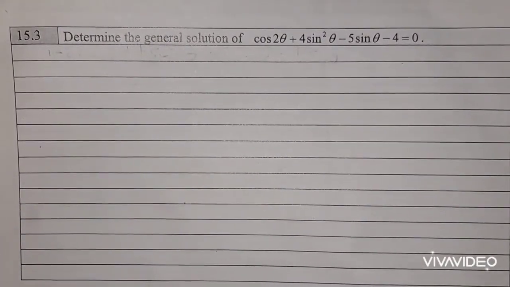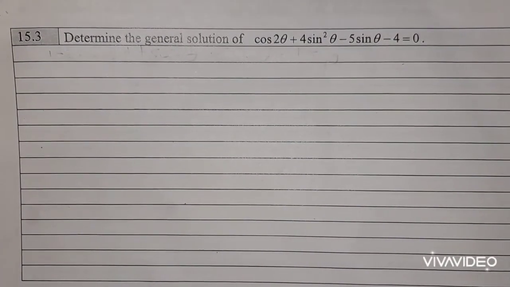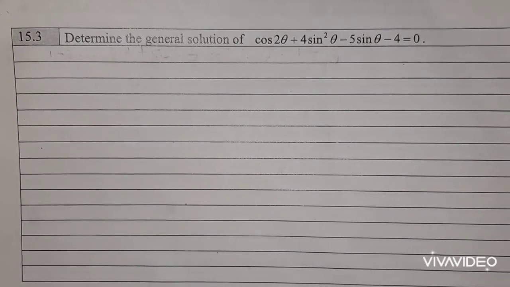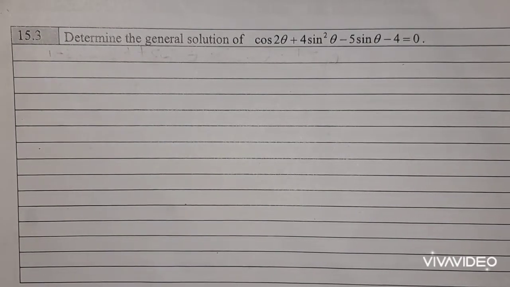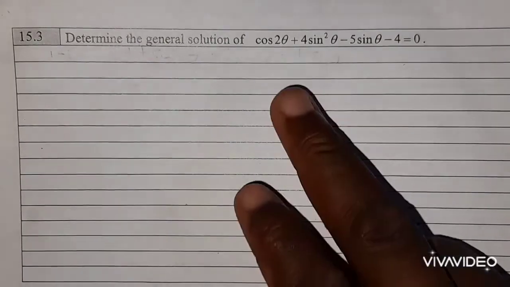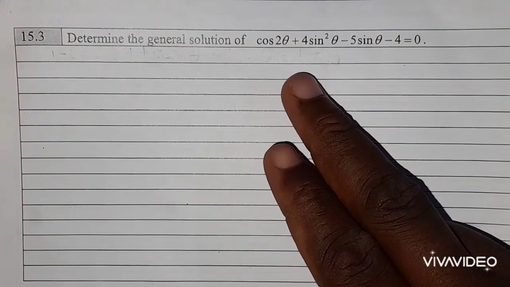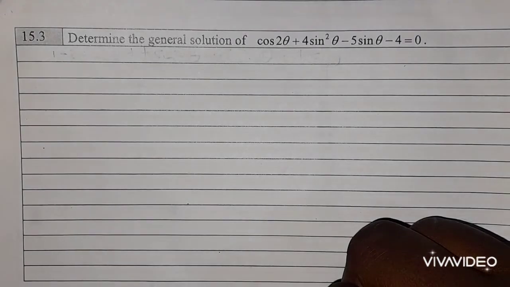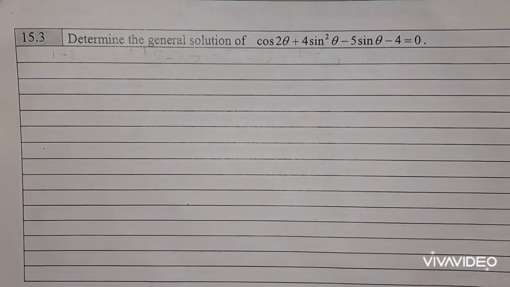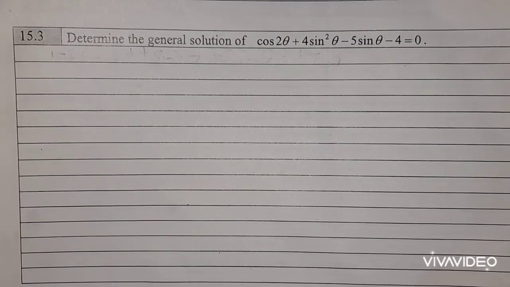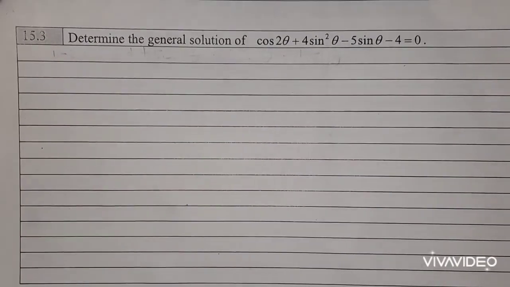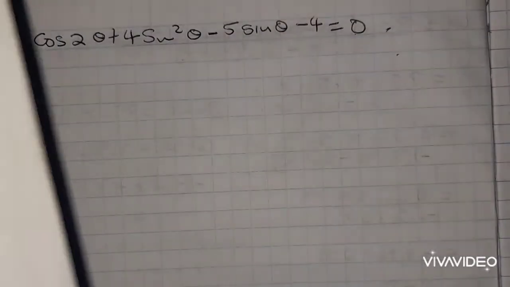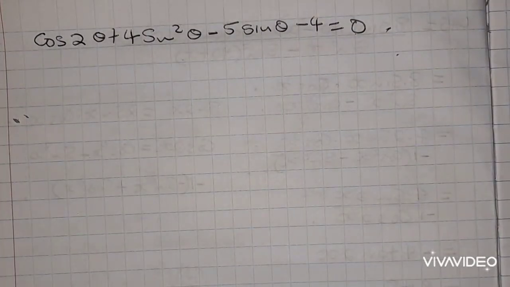And then the next question, which happens to be the last question in this section, it's saying determine the general solution of cos 2 theta plus 4 sine theta squared minus 5 sine theta minus 4 is equal to 0. Let's determine the general solution of this one. All right.